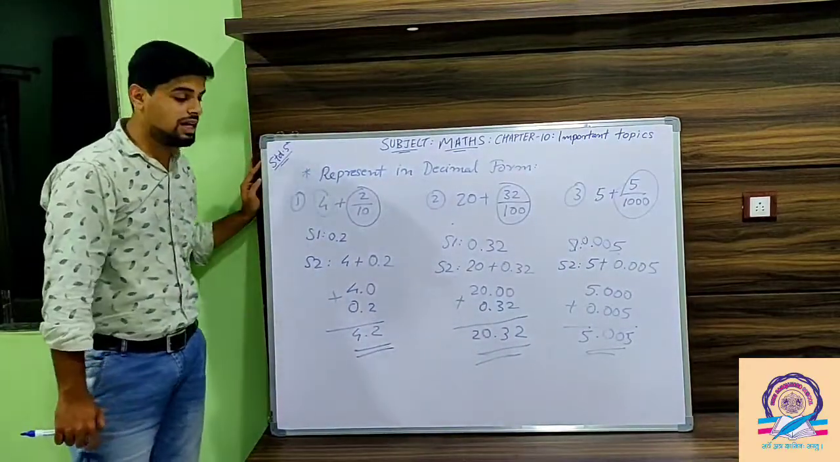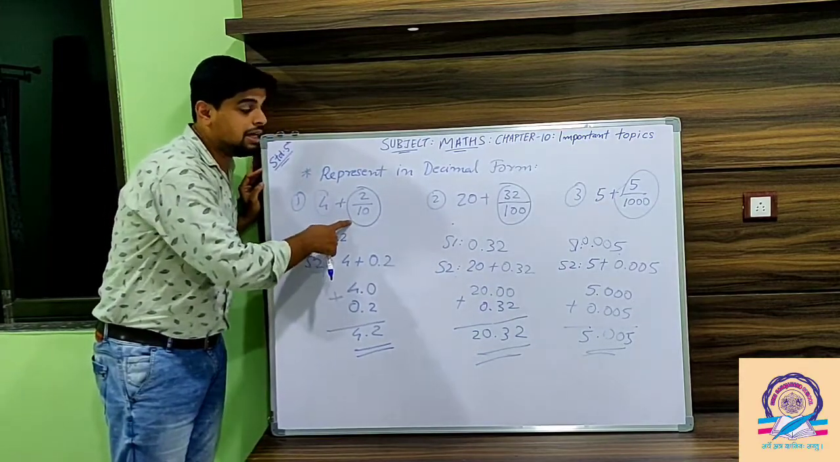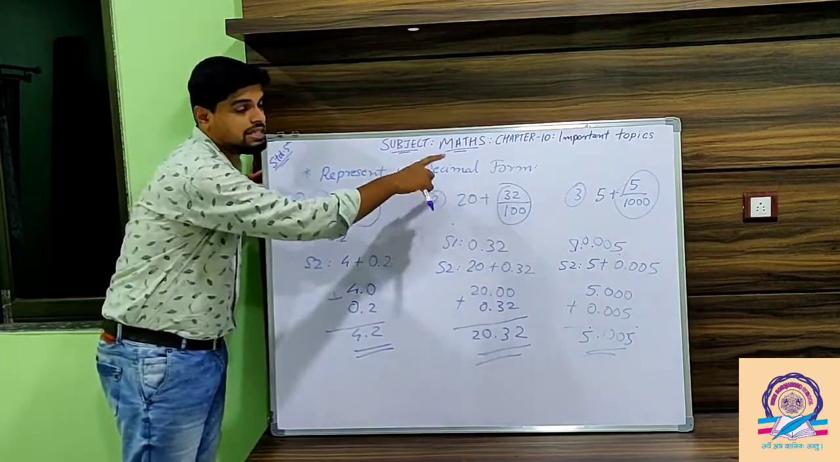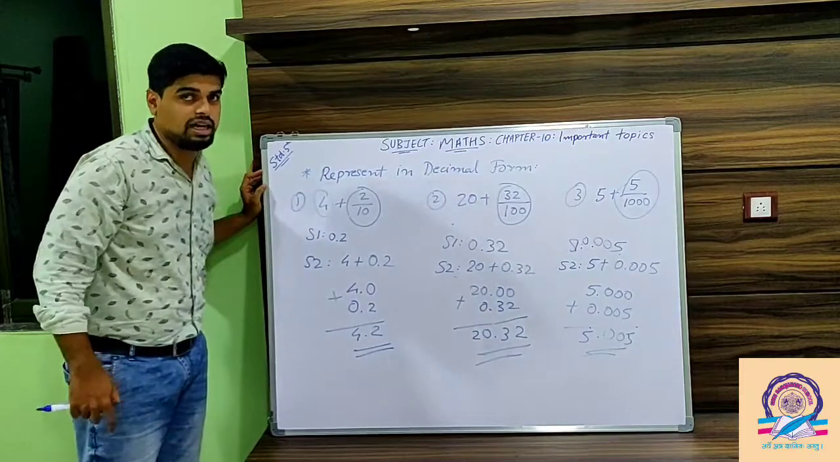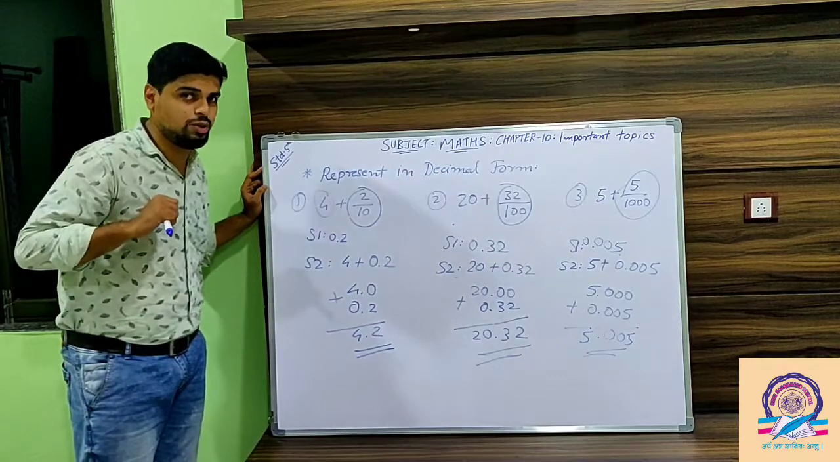I hope now you are clear how to add decimals and how to represent the given number in decimal form. Is it clear, bacha party? If still anyone has any doubt, you can comment down below or message me or contact me.